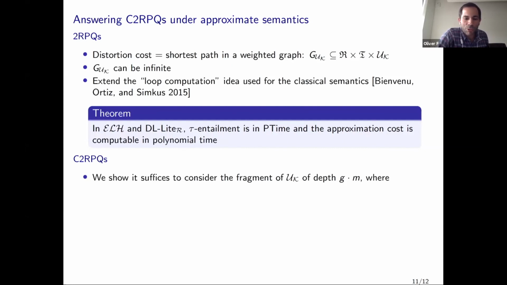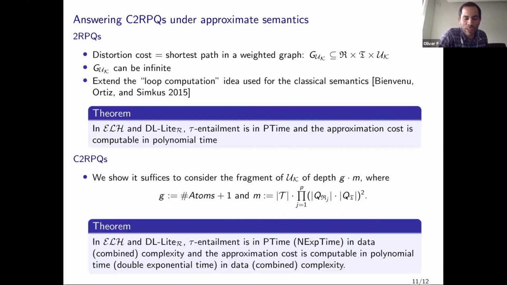what we did, we showed that we can actually bound the depth of the canonical model that we need to answer the queries, and we showed that we only need depth exponential, and with this we were able to provide polynomial time algorithms in data complexity and non-deterministic exponential time algorithm in combined complexity, and also for the computation problem, polynomial and double exponential time in data and combined complexity. So these are our results.